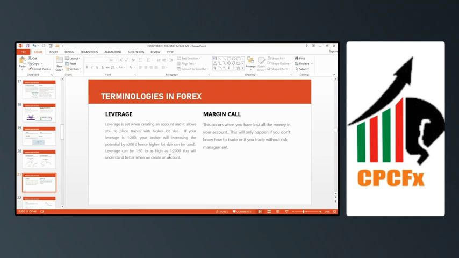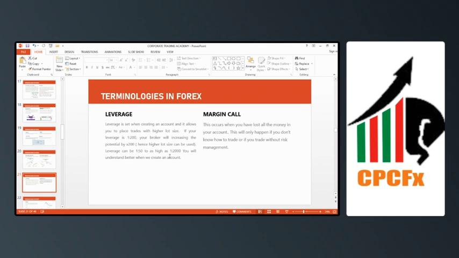Leverage is set when creating an account, and it allows you to place orders with higher lots. If your leverage is 1 to 200, your broker will increase the potential by 200 times. That means the higher your leverage, the higher your opportunity of taking a better trade. Some brokers will give you even 1 to 2,000 leverage, which means that if you have $100, they will multiply it by 2,000 and give you the equity, the leverage to trade.